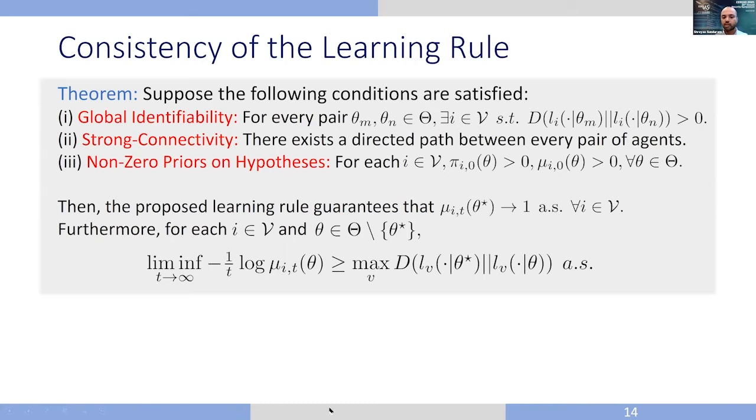And then this scary-looking expression basically gives a convergence rate. It just says the rate that you discard false hypotheses is going to be exponential. You're going to discard false hypotheses exponentially fast at a rate that's given by the ability of the best agent in the network to distinguish those hypotheses. Okay, I'm just putting it here for people who are quite familiar with information theory and this kind of reasoning. But main takeaway is it works and it works fast.